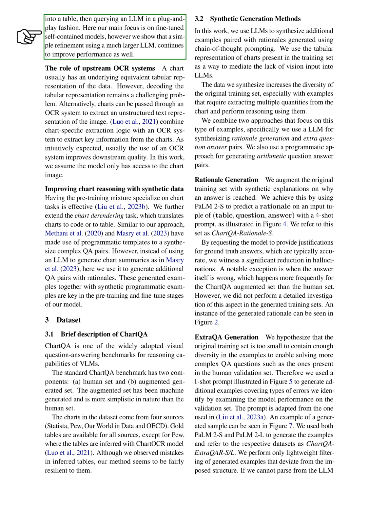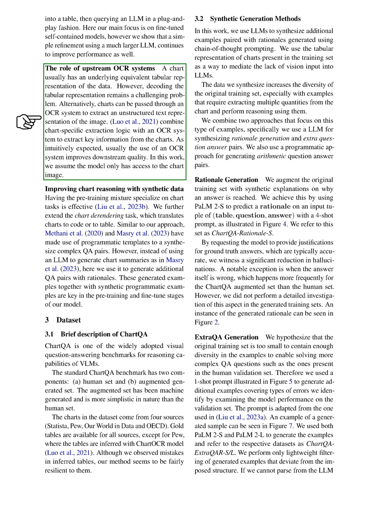Section: The role of upstream OCR systems. In this section, we discuss the role of upstream OCR systems in processing charts. Charts can be challenging to decode into tabular data, so we can use OCR systems to extract text from chart images. By combining chart-specific logic with OCR, we can extract important information from charts, leading to improved quality downstream. In our work, we focus on using only the chart image for our model.